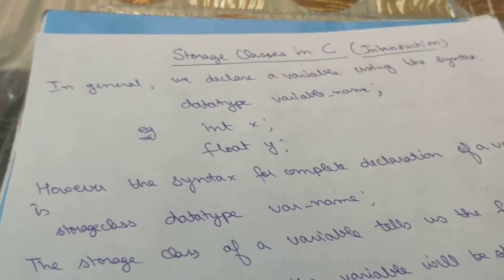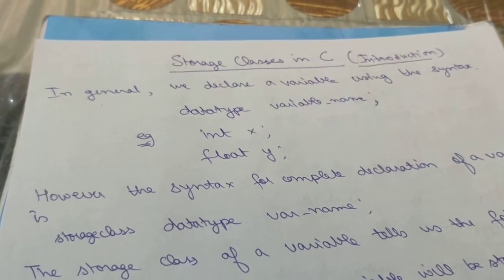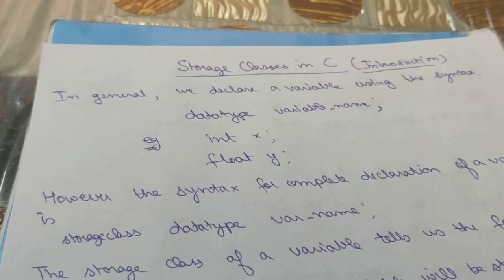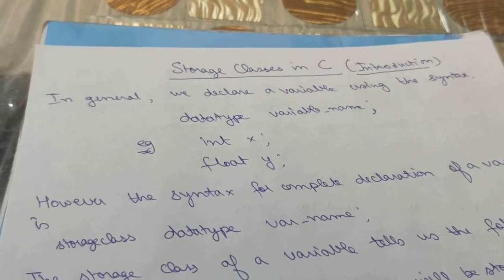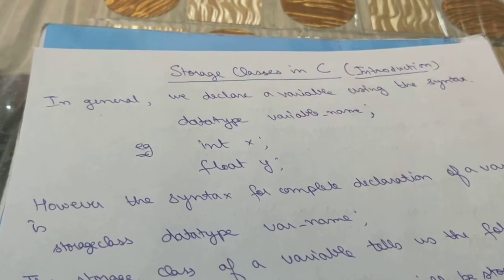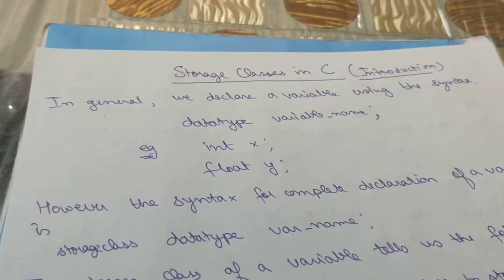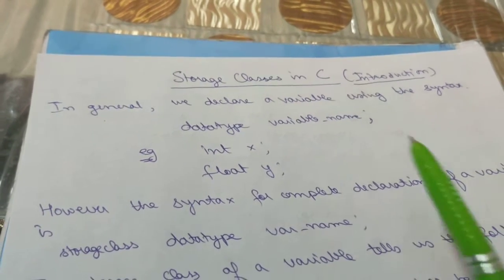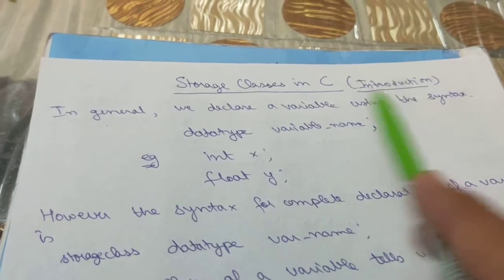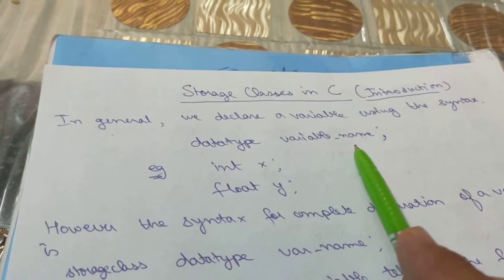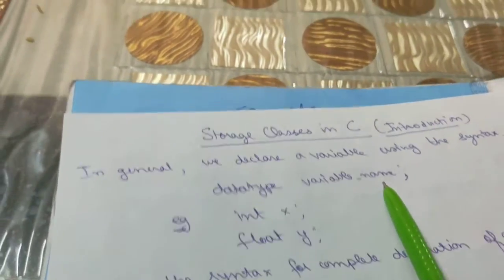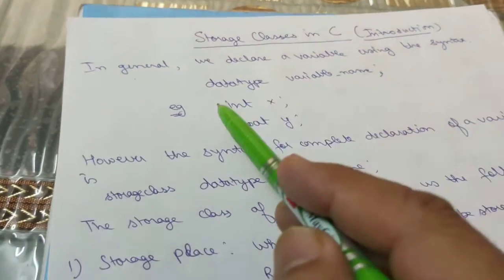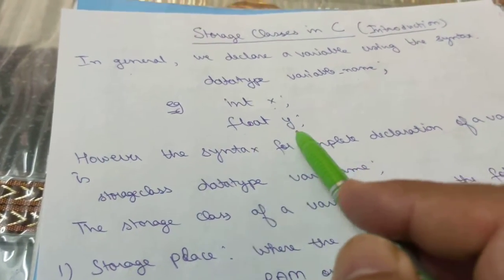Good morning, students. In this lecture, I am going to discuss the storage classes in C topic, and basically, we will be covering the introduction part of this thing. So, in general, whatever we have been doing so far, we declare a variable using the syntax data type followed by variable name. Example of this is we simply use like int x, float y.